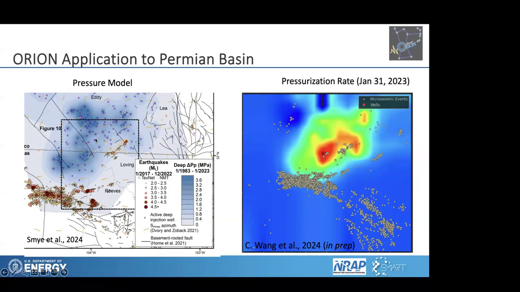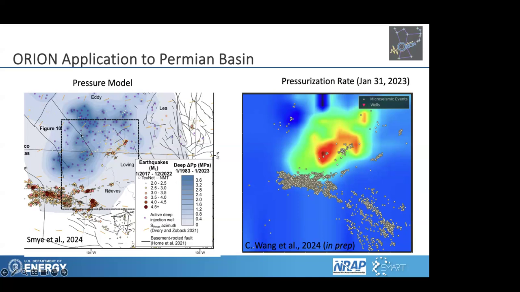So this is a pressure model that was provided by Katie Smee from Scissor in the Texas BEG. What they had done in this work, which was published last year, was they took all of the injection wells in West Texas. They gridded up the larger region, used the CMG reservoir simulator, and generated time-dependent maps of the pressure change in space, and like I said, in time as well, from 1983 through the end of January 2023.